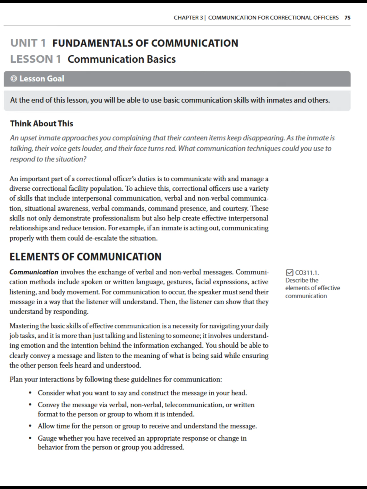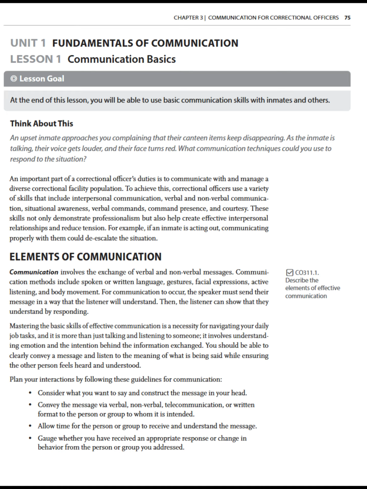Elements of communication. Communication involves the exchange of verbal and nonverbal messages. Communication methods include spoken or written language, gestures, facial expressions, active listening, and body movement. For communication to occur, the speaker must send their message in a way that the listener will understand. Then, the listener can show that they understand by responding.